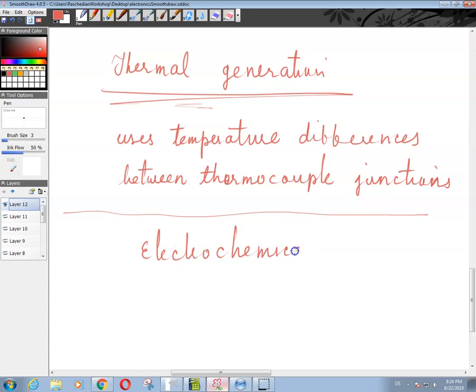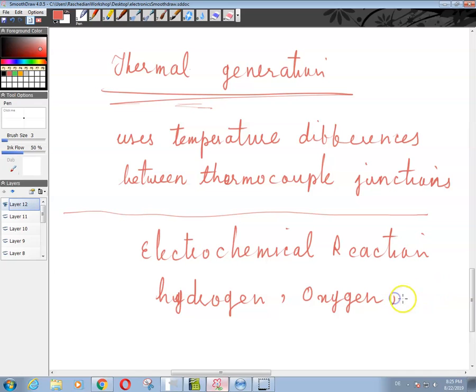Electrochemical reaction, which occurs between hydrogen, oxygen, and electrodes. More about that in physics or chemistry.